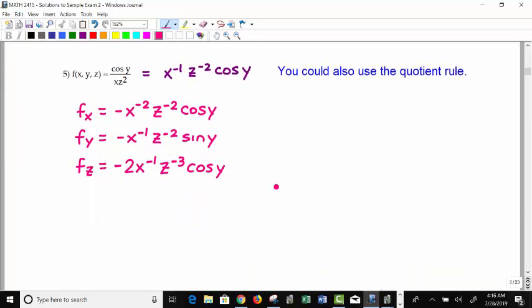Number 5. Here I mentioned you also use the quotient rule, so I guess that could have been put in for number 4 also. But this one is just so much easier to do this way. It really, really is.